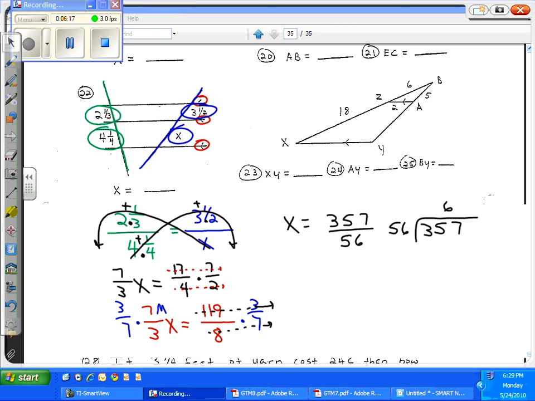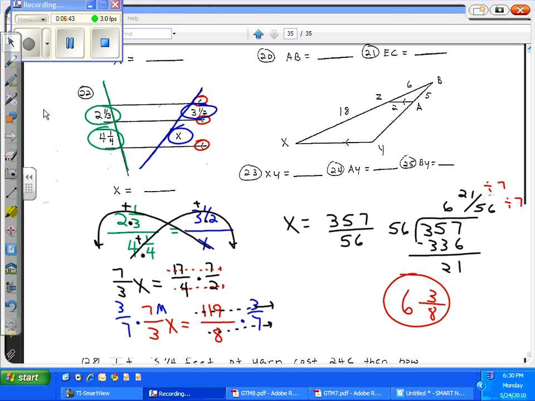It'll go 6 times. You're going to get 336 with 21 left over. You put your remainder 21 over your divisor 56. Now 21 and 56 will divide. 7 goes into both of those. 7 goes into 21 3. 7 goes into 56 8. And so that simplifies to 6 3/8. And so x is 6 3/8.